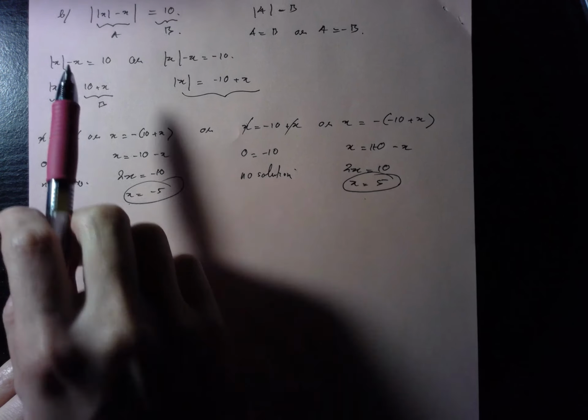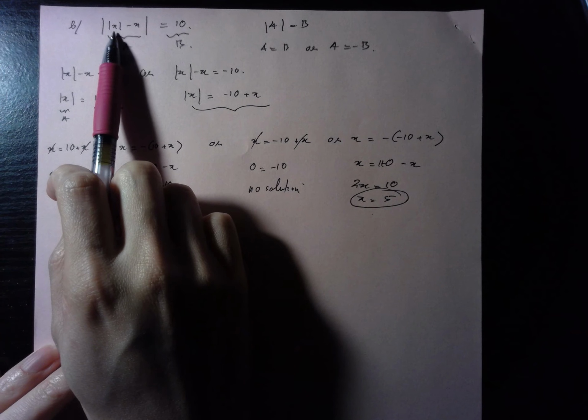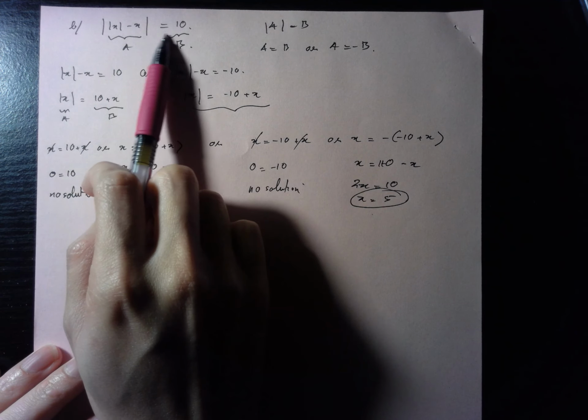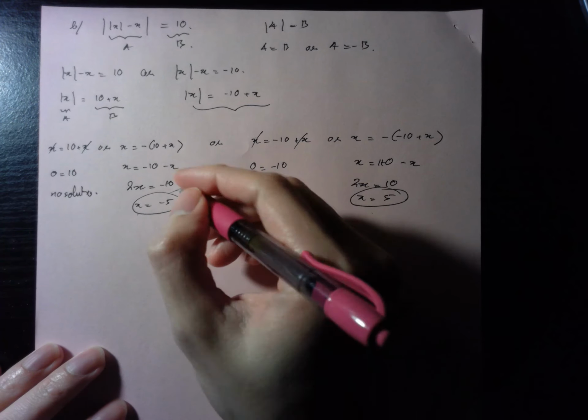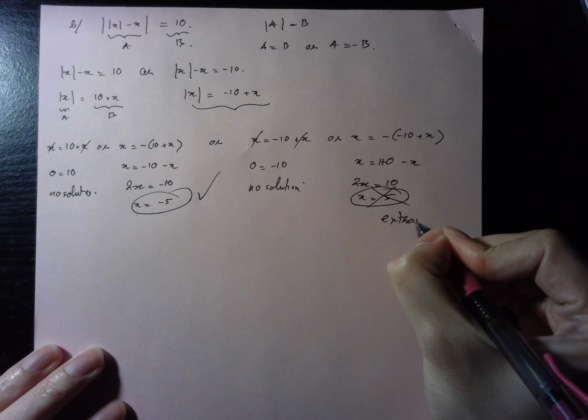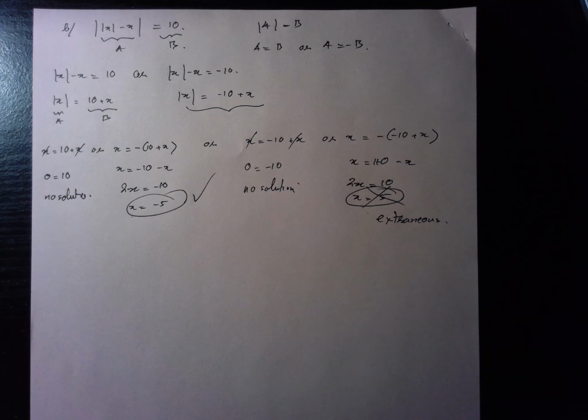And then plug 5 in. Absolute value of 5 is 5 minus 5, so absolute value of 0, 0 equals 10 doesn't work. So my answer is this one. This is extraneous. Okay. That is for B.